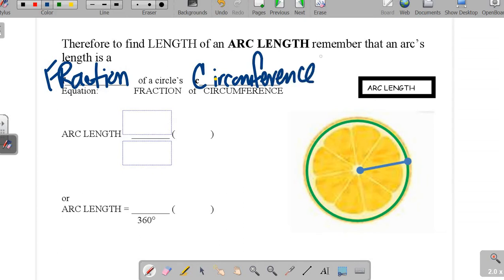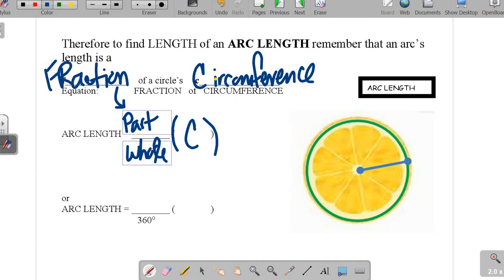So an arc length is a fraction of a circle's circumference. And what is a fraction? A fraction is a part over whole. Of is going to be multiplication of the circumference.